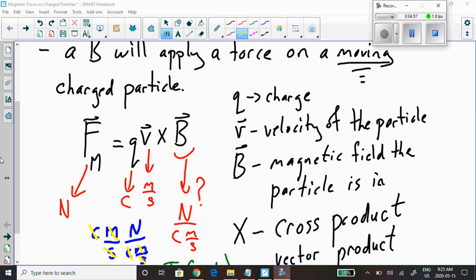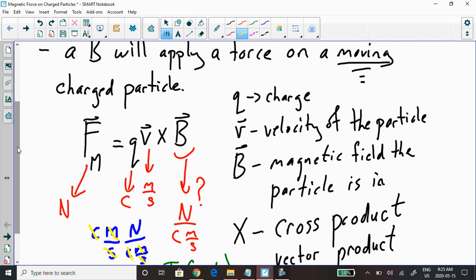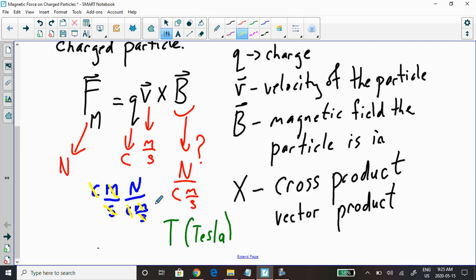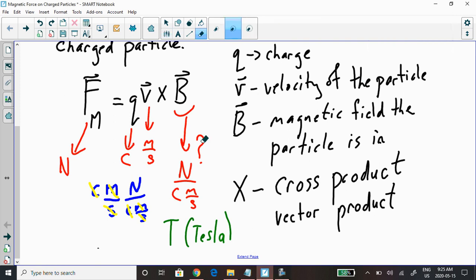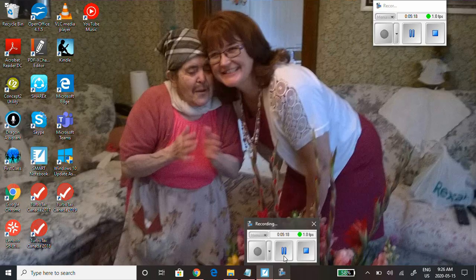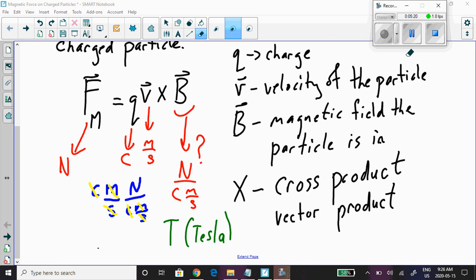Now, they have named this unit, and this unit is the Tesla. That is what the name of this unit is. It is the Tesla, named after a great scientist. So we need to investigate this magnetic force, this unit Tesla, and how we actually do a cross product, so we can figure out how to move forward.